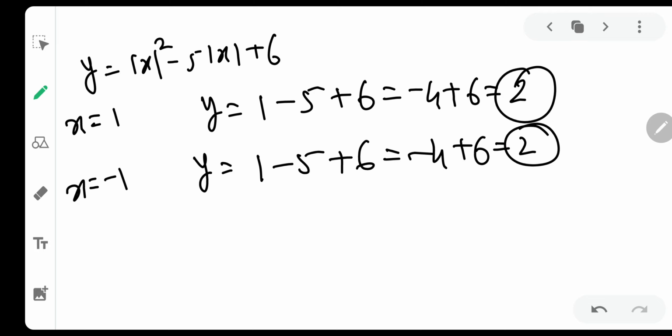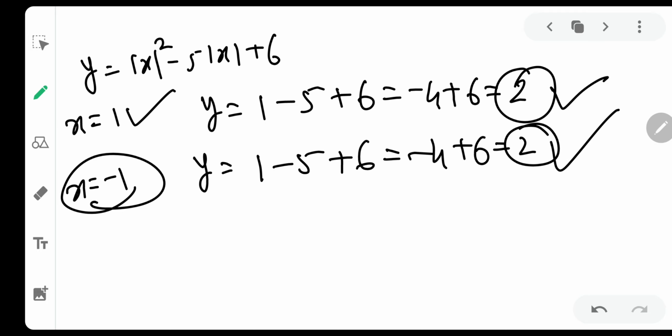So what did we observe? If the value of x is positive, then we get some answer. If the value of x is negative, then also we get the same answer. That is very helpful for us. It means the values of x on the positive side give some answers, and the same values of x on the negative side will also give the same answer. It means that we only need the graph of the function on the right hand side and we can copy the same graph on the left hand side.